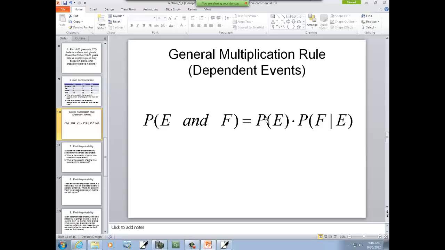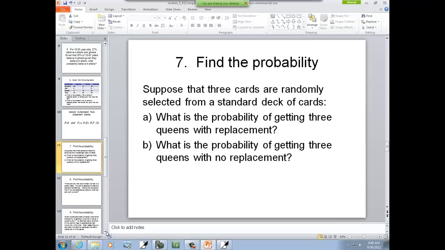Probability of E and F is equal to probability of E times probability of F given E. So this first one happens, and it reduces the probability of the next one, or changes it in some way. Those are dependent events, is what that's referring to. Well, let's see some examples, see what in the world this is really saying.